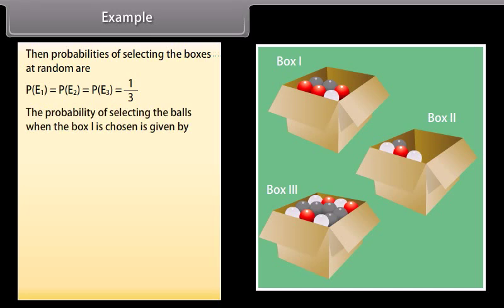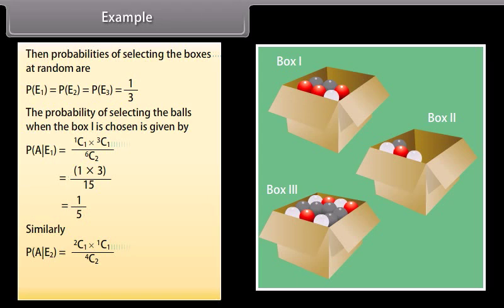The probability of selecting the balls when box 1 is chosen is given by 1C1 into 3C1 by 6C2, is equal to 1 into 3 by 15, is equal to 1 by 5. Similarly, the probability of selecting the balls when box 2 is chosen is given by 2C1 into 1C1 by 4C2, is equal to 2 into 1 by 6, is equal to 1 by 3.